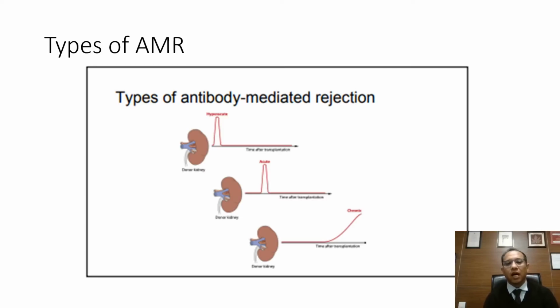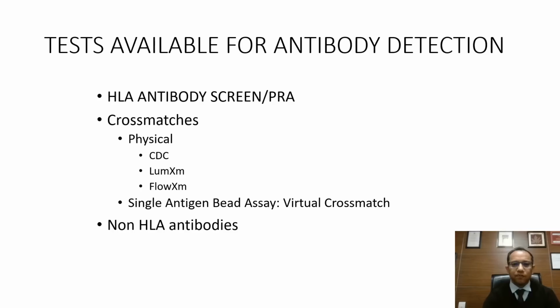So there are three types of antibody-mediated rejection. We all know it can be a hyperacute rejection, which can be because of the preformed antibodies, or it can be an acute rejection, which can happen after days, and it can also be sometimes chronic rejection, which can happen after days and years together.